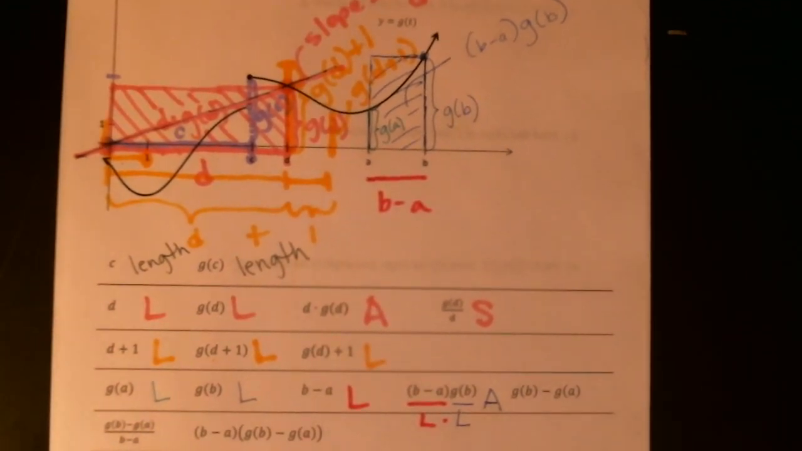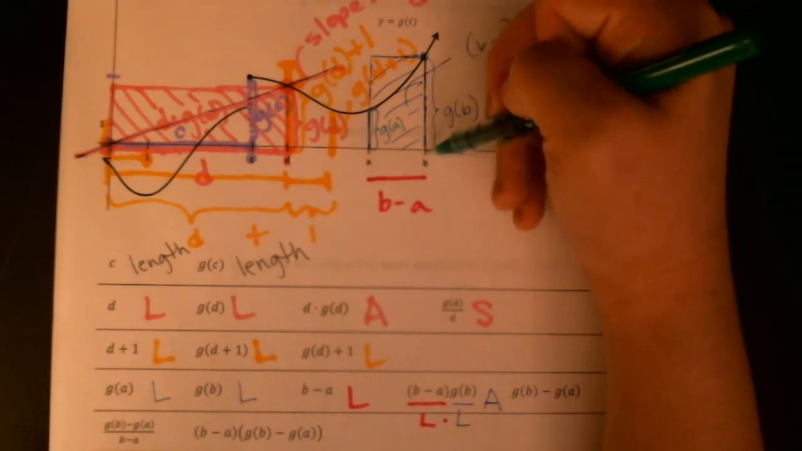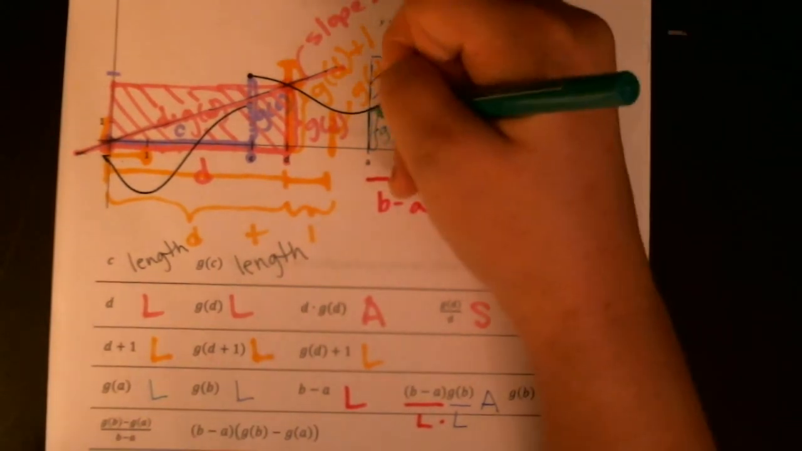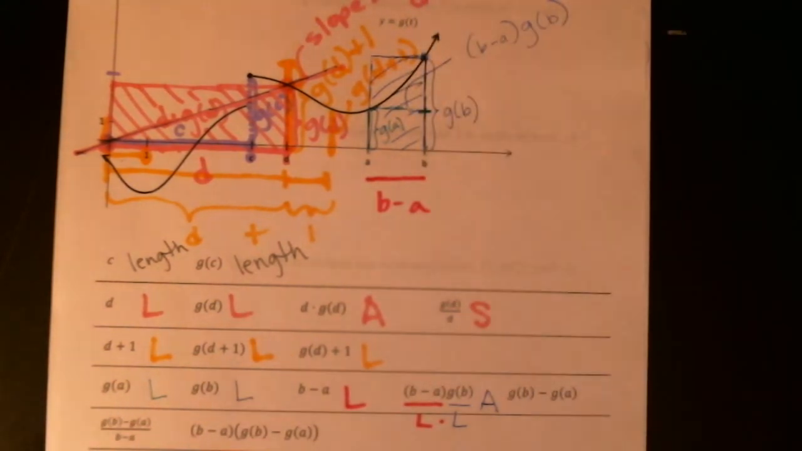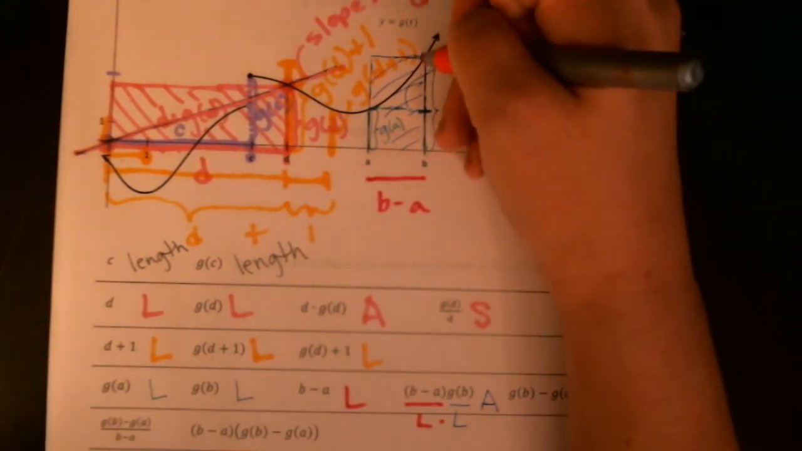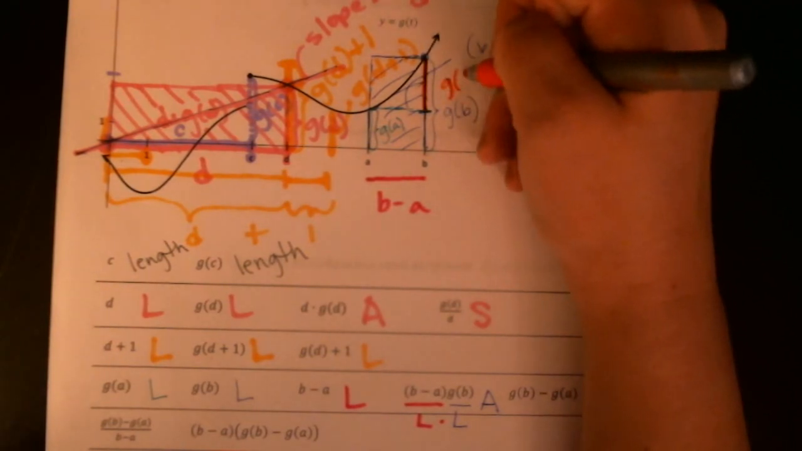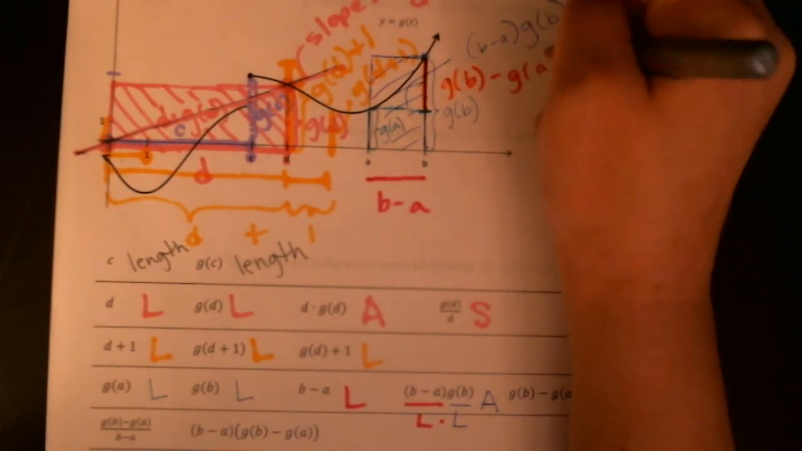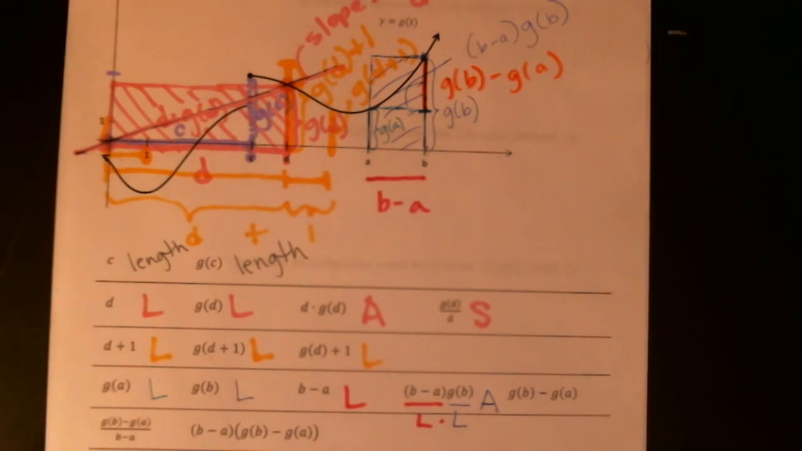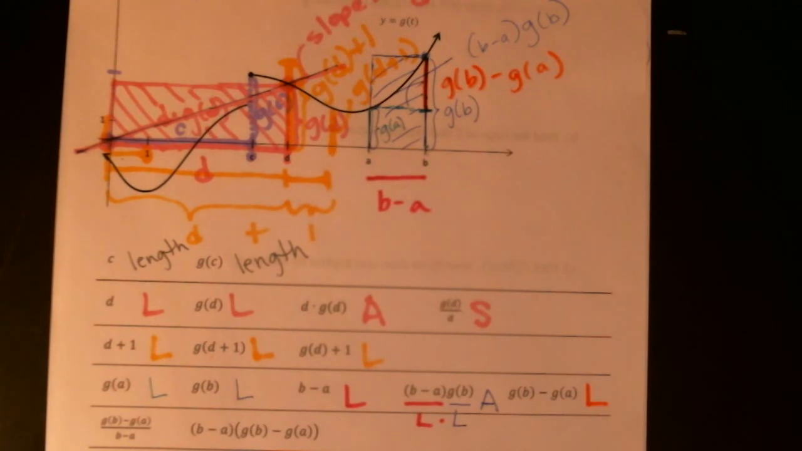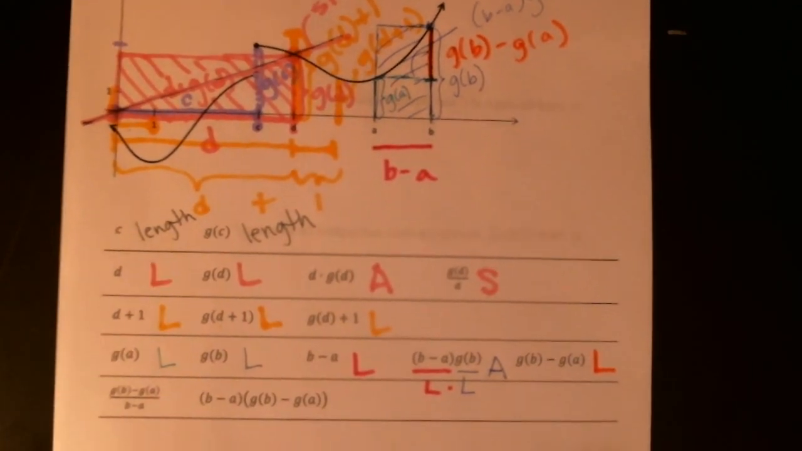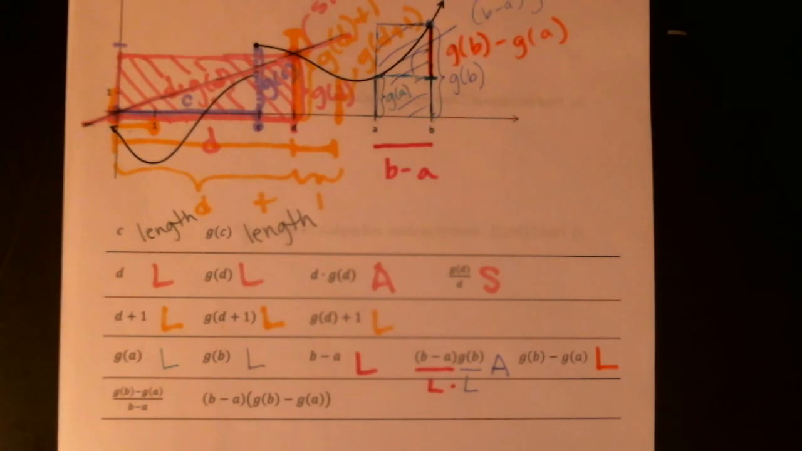Okay. The next one we want is G of B minus G of A. Okay, so we know G of B is a Y value, and we're supposed to subtract off this other Y value. And what we're going to be left with is this right here. So we'll call that G of B minus G of A. Okay, so that is a length. All right, and then we're supposed to mess around with that one as well.